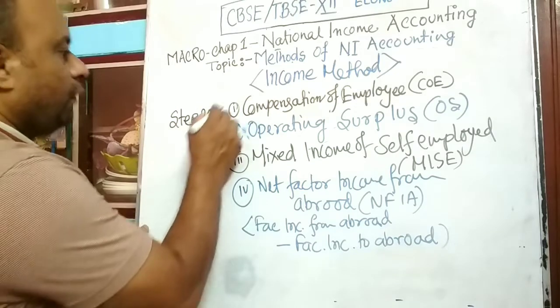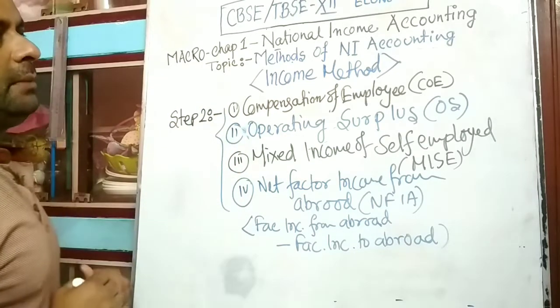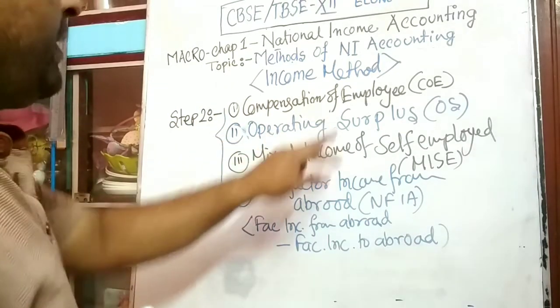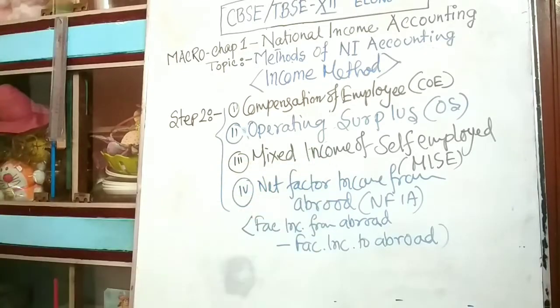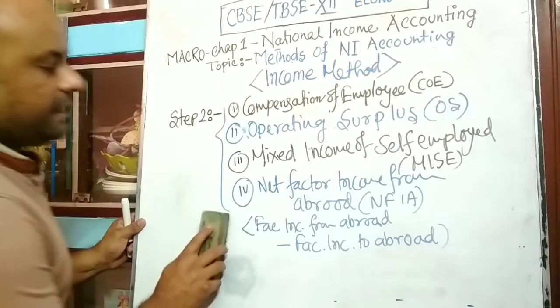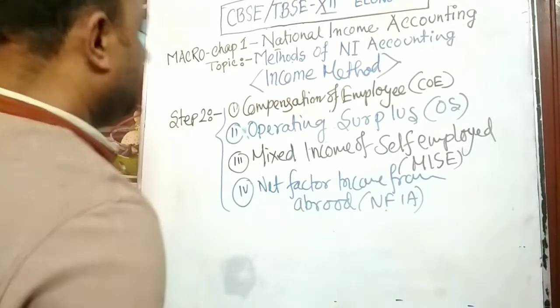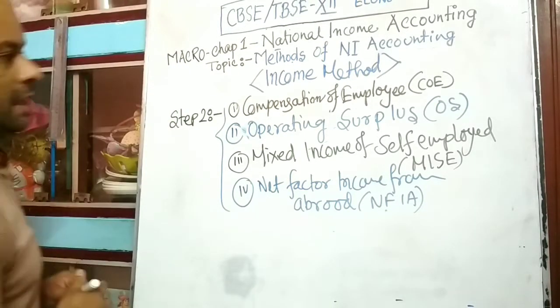By adding these four, we get national income. Compensation of employee, operating surplus, mixed income, NFIA. Okay, so by adding these four, we get national income. This is our step 2. Now step 3.